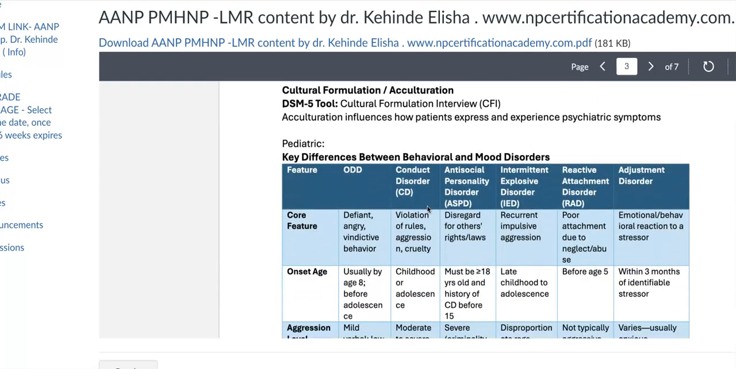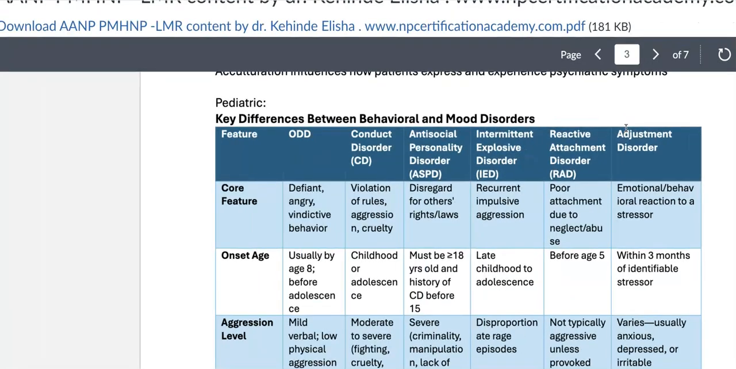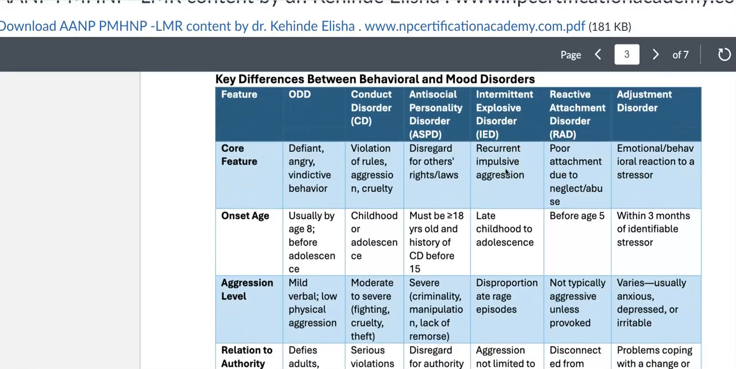and so forth. So now, on the bottom, there is key difference between behavioral and mood disorders for pediatrics: defiant, conduct, antisocial, intermittent, reactive attachment, adjustment disorder. All of these disorders will be on the exam. All of them will be on your exam. No matter what version you get, it's going to be there.